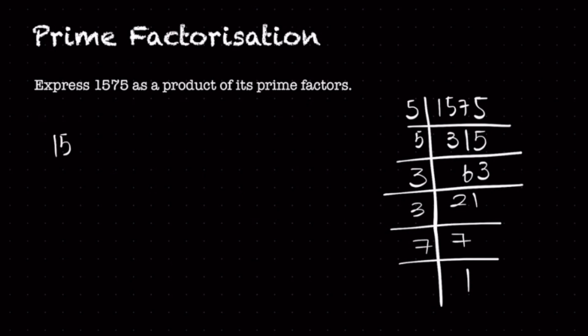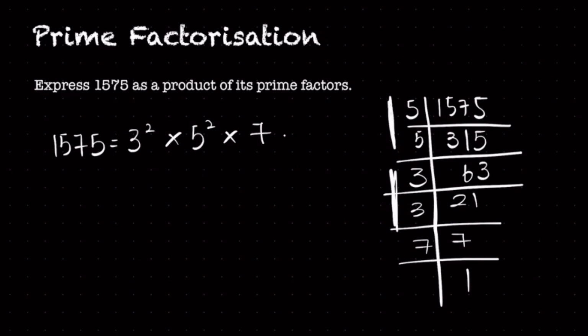So let's express this. 1575. We have 2 3's, so 3 squared. And then we have 2 5's, 5 squared, and then we have 1 7. There we go. Did we get the same answer?